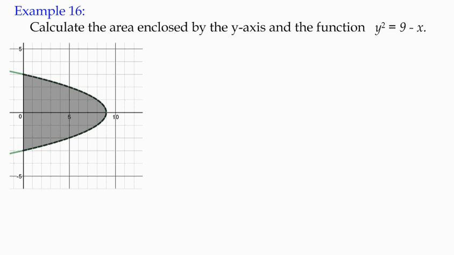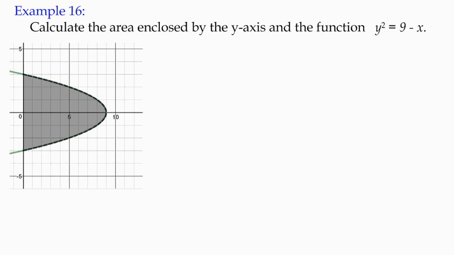The y-axis, and the function y squared equals 9 minus x. So we've got this kind of curved shape because it's a y squared term. It's not technically one of the functions that we would normally use, because for any value of x, there are two values of y. But it's an interesting one because we can still work out the area, in this case, between the curve and the y-axis.